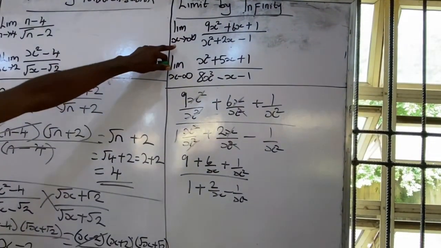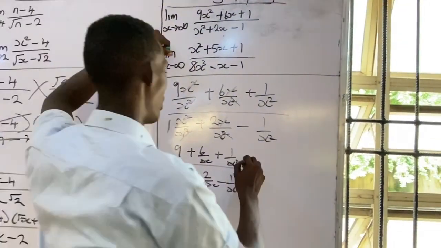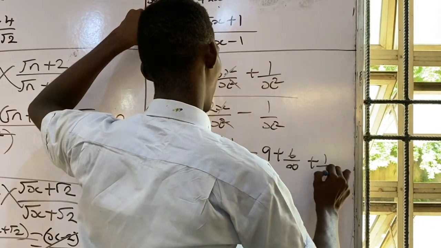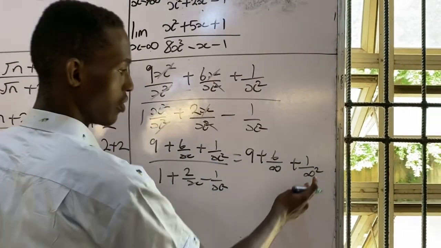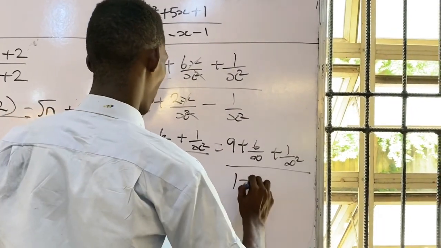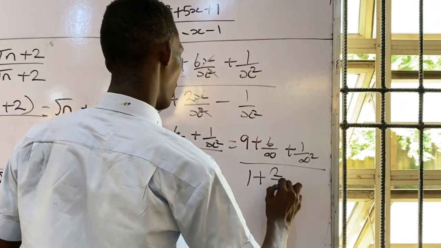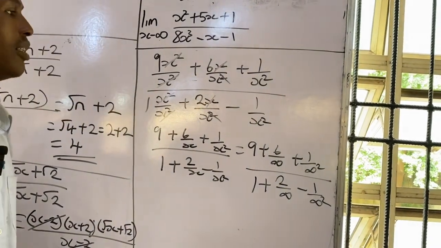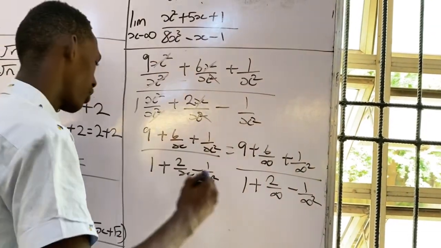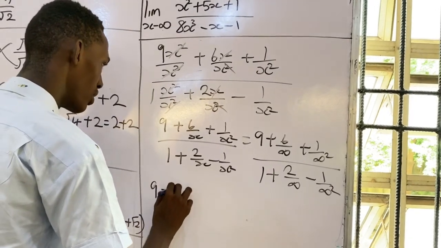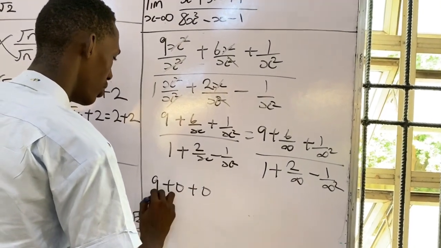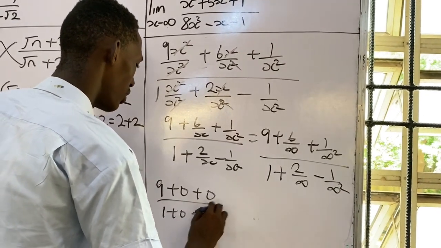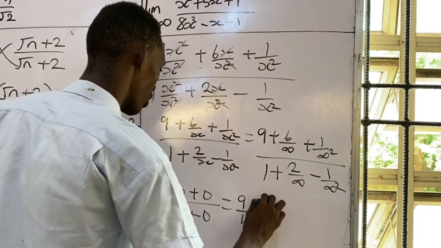Now we can take the limit as x tends to infinity. So by doing that, you have 9 plus 6 over infinity plus 1 over infinity squared, which is still infinity, over 1 plus 2 over infinity minus 1 over infinity squared. Note, anything divided by infinity is 0. Therefore, this becomes 9 plus 0 plus 0 over 1 plus 0 minus 0. And that gives us 9 over 1, which is equal to 9.